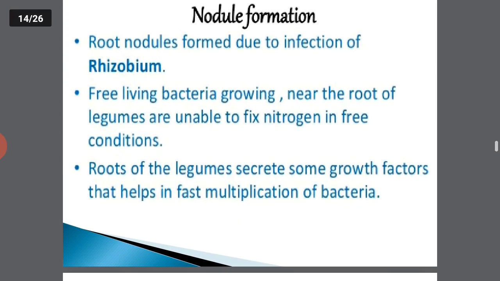Nodule formation: the root nodules are formed due to infection by rhizobium. Free living bacteria growing near the roots of the leguminous plants are unable to fix nitrogen in free conditions. We all know this. Roots of leguminous plants secrete some growth factors that help in fast multiplication of bacteria. Nodule formation is a must. Without that, plants will not be able to convert the nitrogen present in the atmosphere into the soil, and through the soil they will not be able to take it into the plants.